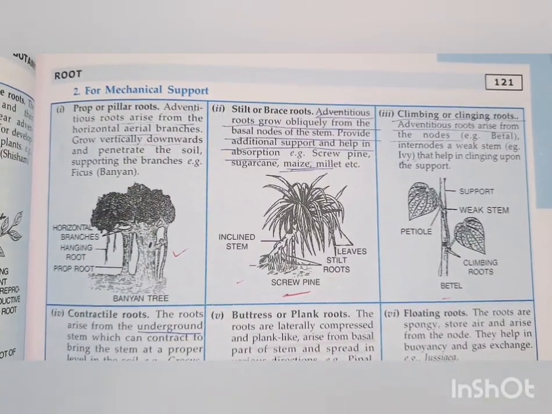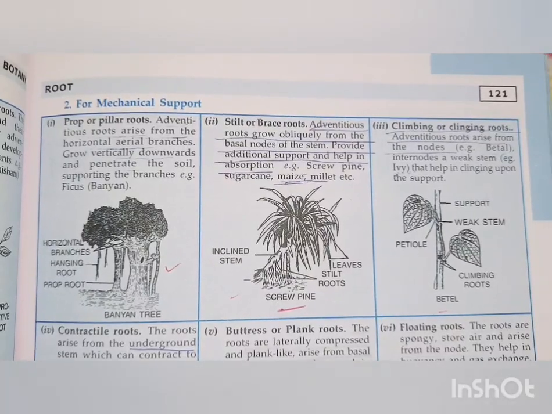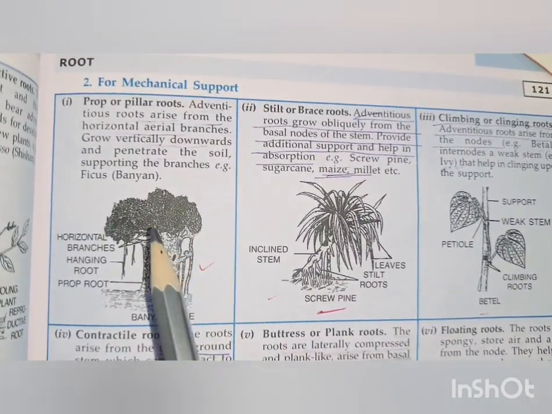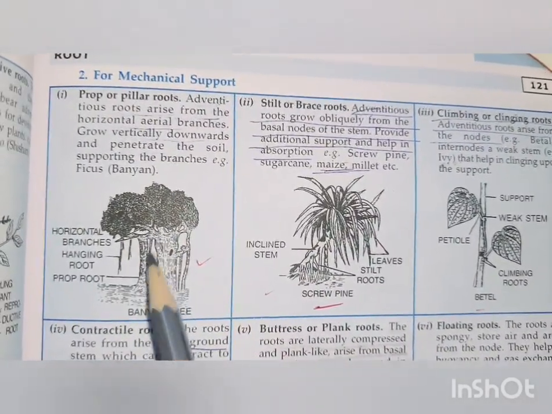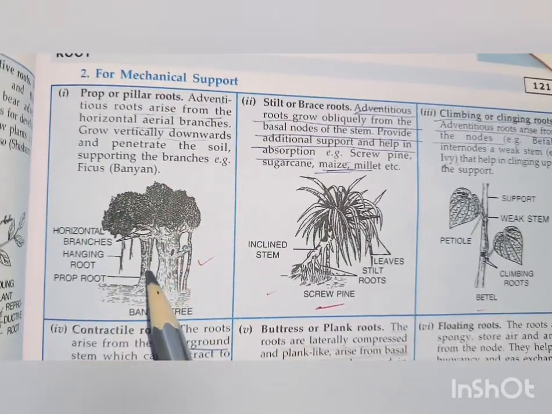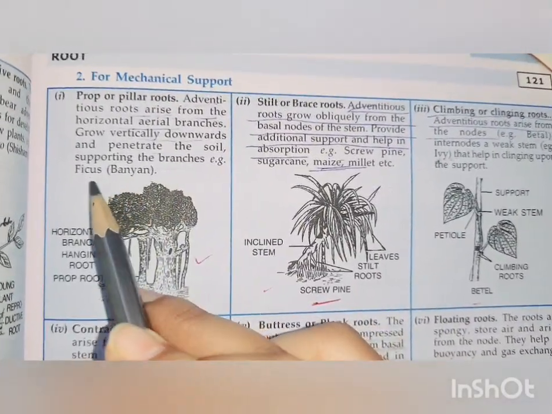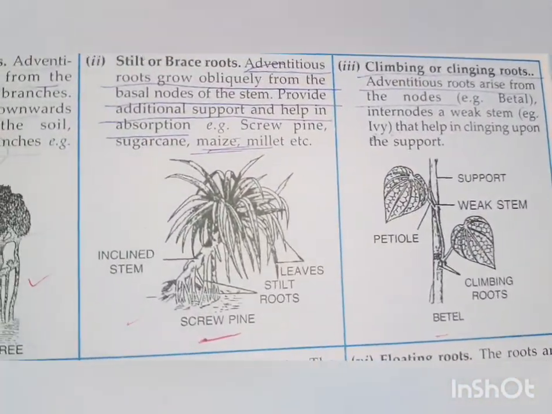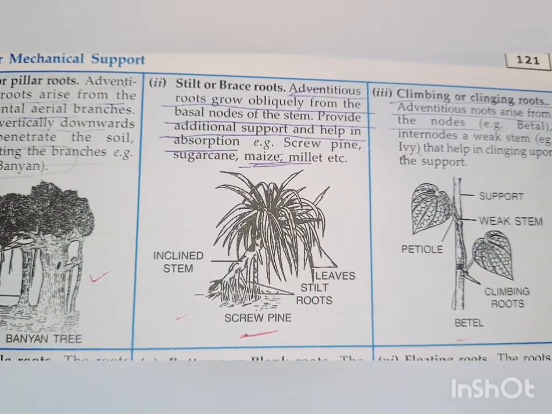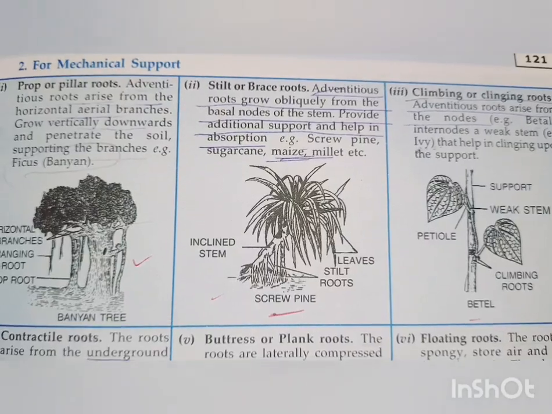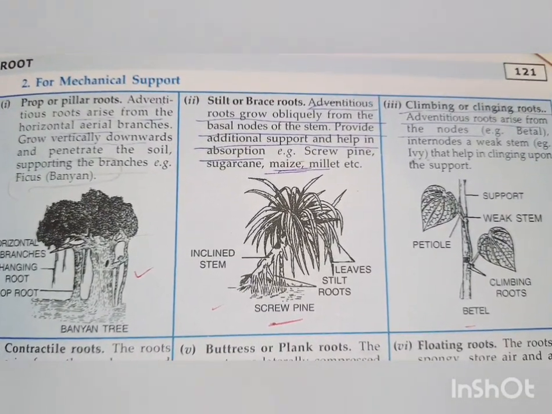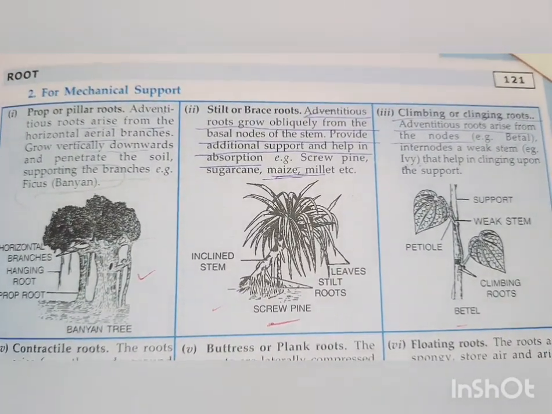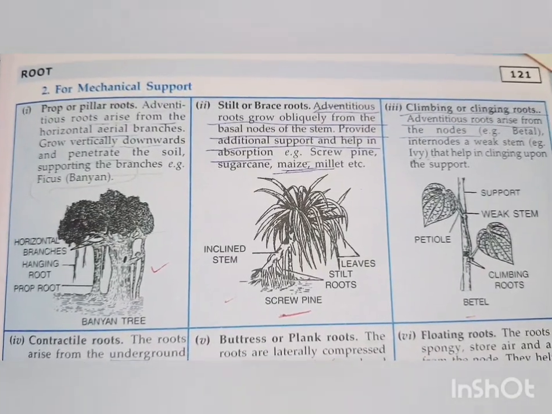Then roots for mechanical support, for example prop root, which is present in banyan tree or Ficus bengalensis. They arise from the horizontal branches. They grow vertically downward and penetrate the soil for supporting the branches. Then stilt or brace root, which are adventitious roots that grow obliquely from the basal node of the stem, provide additional support and help in absorption. It is present in sugarcane, screw pine, maize and millet.